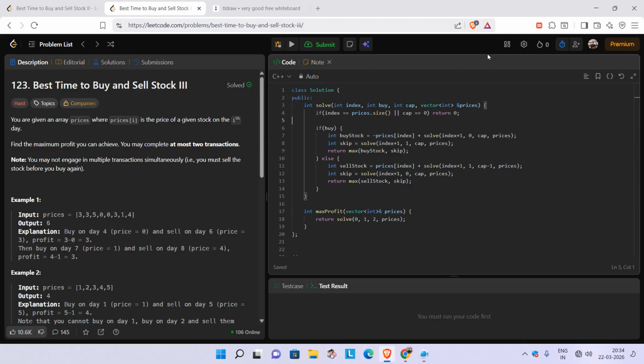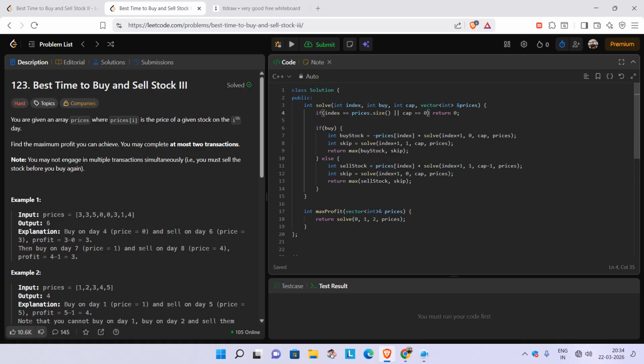Okay, so now come to the coding part. This is the brute force, the main function in which I pass day 0, buy as 1 as the state, meaning we can buy now, and 2 meaning we have 2 capacity remaining. The base cases are either capacity becomes 0, or the index is reaching the end, meaning no days are left or no capacity is remaining. In both cases simply return 0.